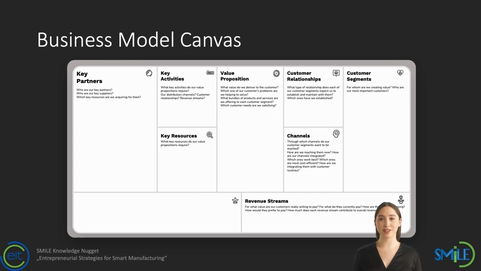Lastly, cost structure. What are the business's most important cost drivers? Those activities or resources, produced in-house or obtained from external partners, that are most costly should be emphasized in this section. Together, these 9 building blocks provide a comprehensive overview of a business and its operations. By filling out each section of the business model canvas, businesses can develop a clear and structured plan of how they will create value and generate profit.